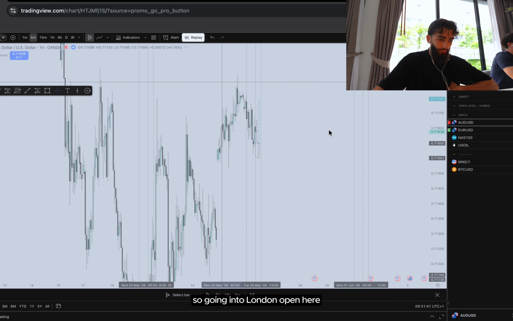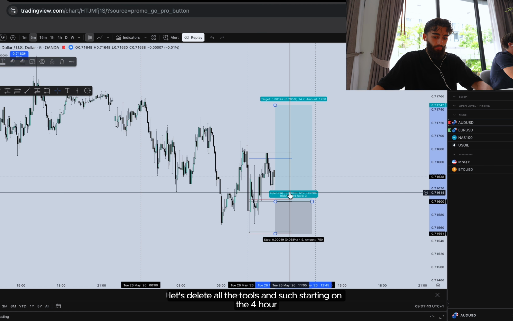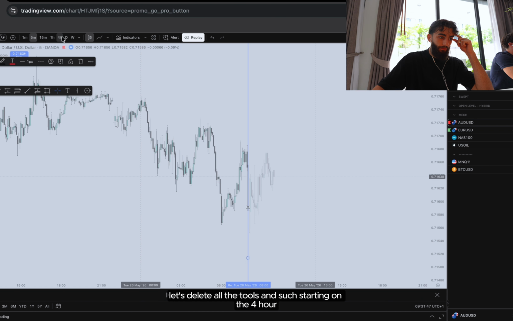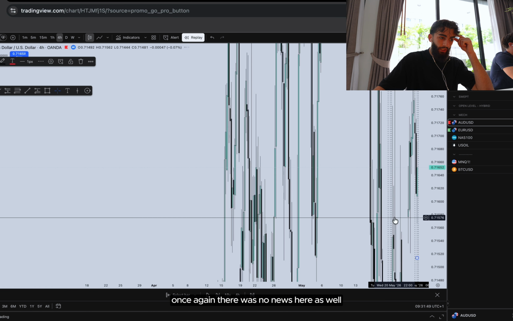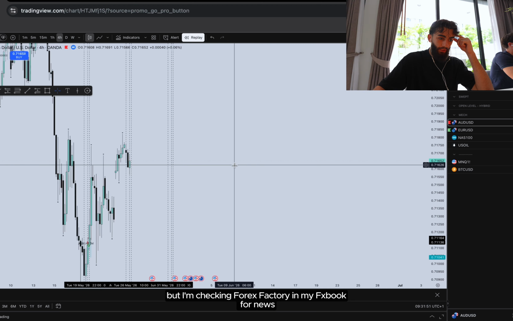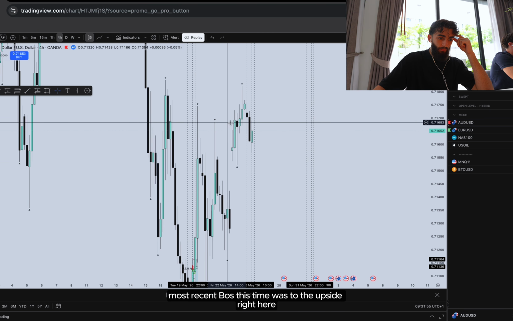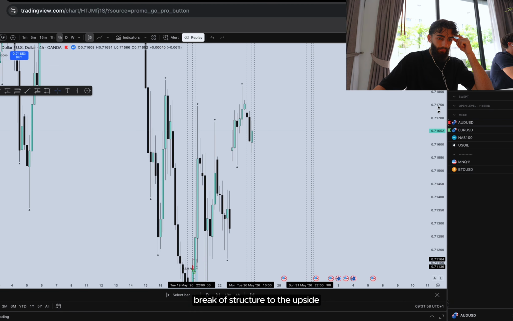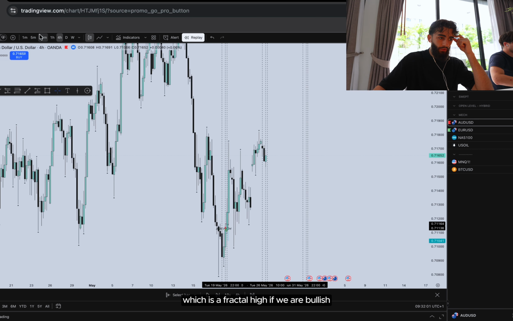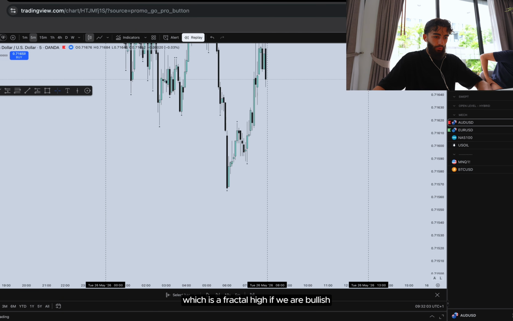So going into London Open here, let's delete all the tools. Starting on the 4-hour once again. There was no news here as well. I would have already marked it out, but I'm checking Forex Factory and my FX book for news, and there wasn't any. Most recent BOS this time was to the upside right here. Break of structure to the upside, candle closure above a significant high, which is a fractal high. If we are bullish, what do?